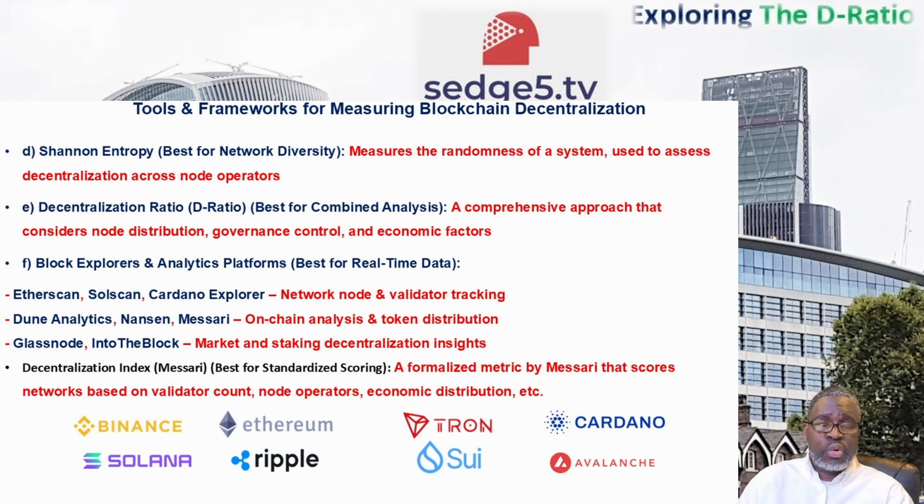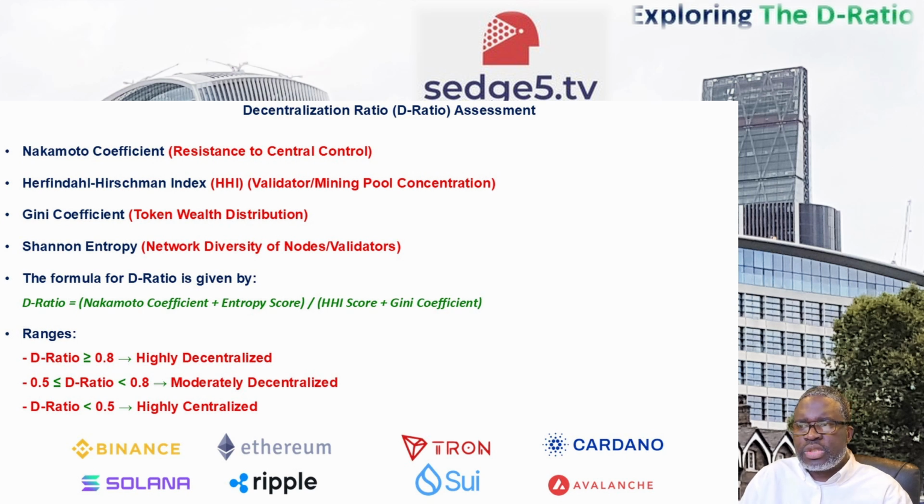So, as we just said, if you combine all the other tools or frameworks, it will give you a better score or a better analysis of whether a blockchain is adequately decentralized. And the one that I've picked to do this is the decentralization ratio, the D ratio assessment for blockchain networks. The decentralization ratio is a comprehensive metric that evaluates blockchain decentralization by considering multiple factors, including the Nakamoto coefficient, which is all about resistance to central control; the HHI index, which is good for assessing validator and mining pool concentration; the Gini coefficient, which is good for assessing token and wealth distribution; as well as the Shannon entropy, which is good for assessing network diversity of nodes and validators. That's my rationale for why I've chosen the D ratio.